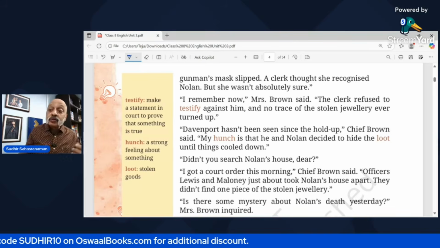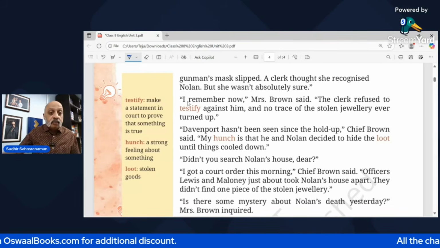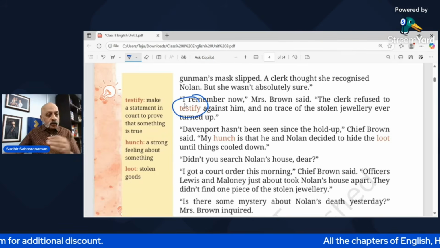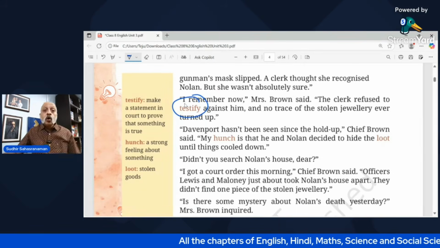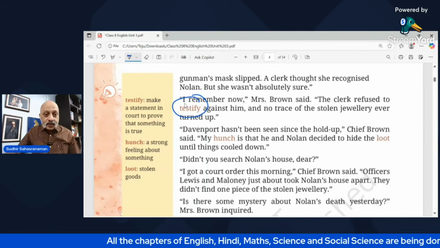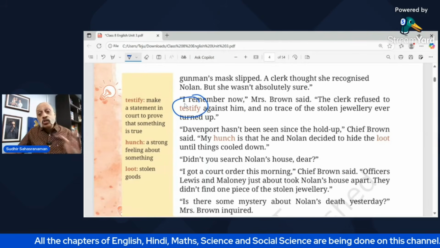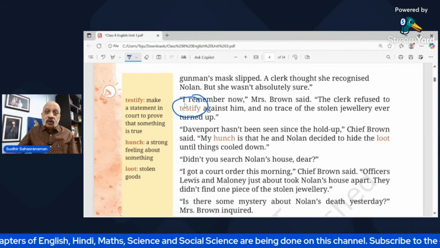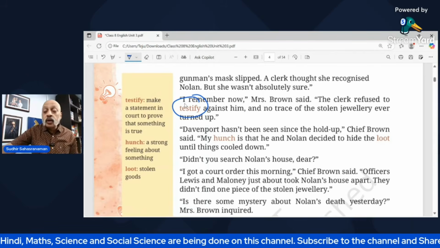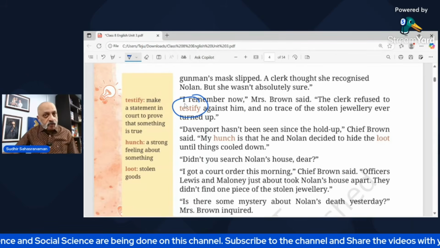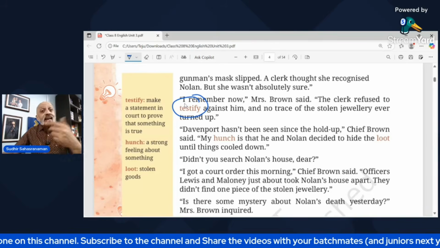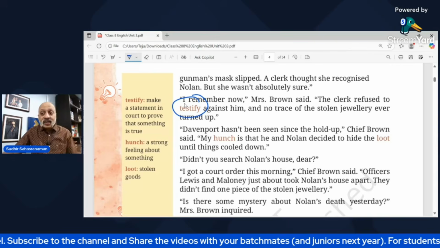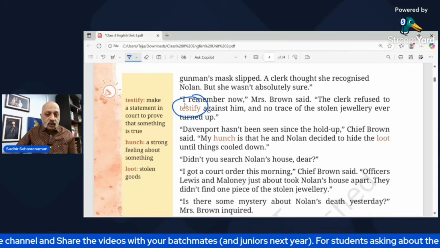The clerk refused to testify against him. Testify means give a statement in court to say that, yes, he's the person. I recognize him. He's the robber who was there at the diamond store that day. And no trace of the stolen jewelry ever turned up. The jewelry which was stolen could not be recovered, could not be found. So that way the police hit a dead end. The case could not be solved. No one was arrested, nor was the jewelry recovered.